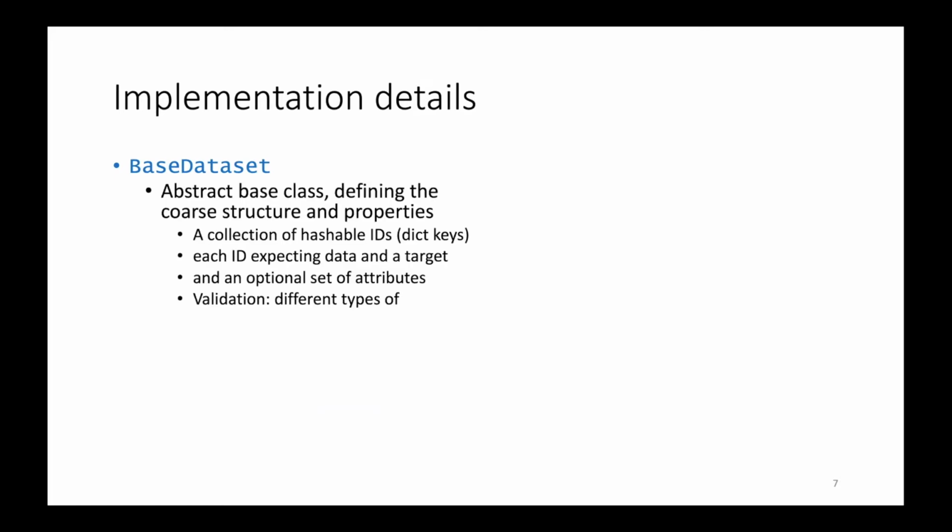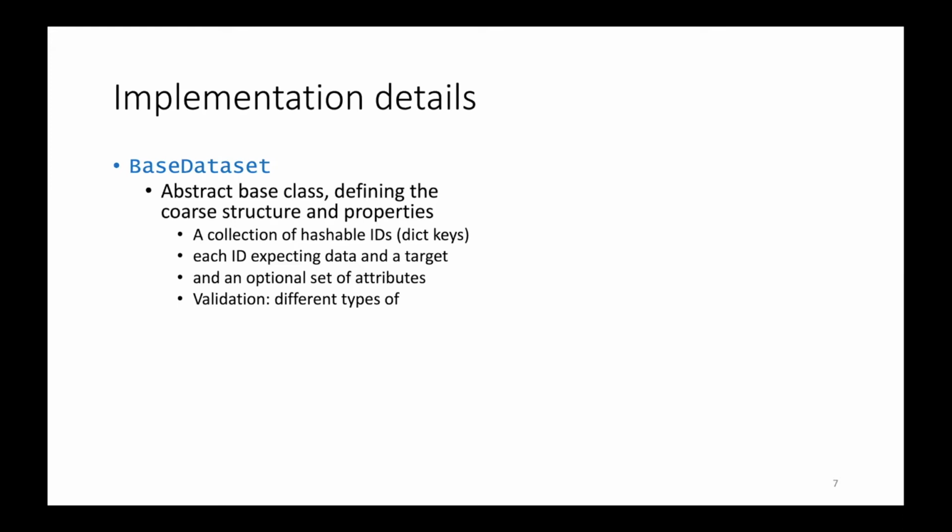So this abstract base class defines the core structure and properties as a collection of hashable IDs, each ID expecting data as in features as well as associated attributes and a target, you know, in the machine learning sense, and an optional set of attributes, which could be metadata and whatnot. And this lays down certain basic validation depending on what type of data is being added to it.